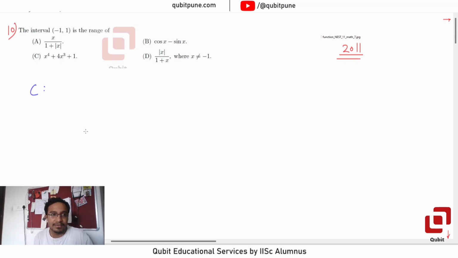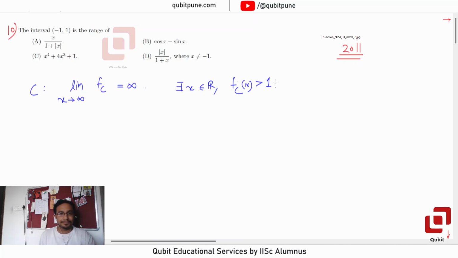Clearly option C is not right because it has the function x raised to 4. So if you take the limit of the function in option C as x tends to infinity, that will be infinity. Is that clear? Which means there exists x in the set of real numbers for which f_C of x is greater than 1. Okay, so option C is gone.